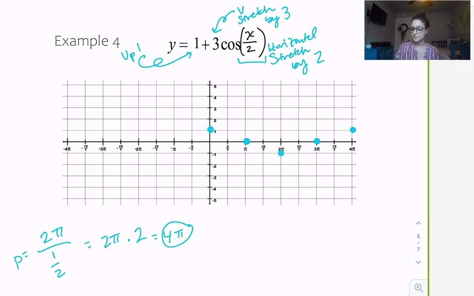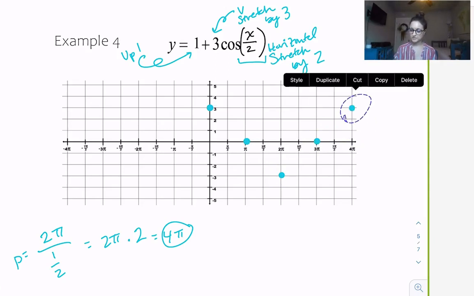So now let's deal with that vertical stretch of 3. So I'm going to take my current y values and multiply them by 3. So 1 times 3 is 3. This y value is 0, so it's going to stay at 0. -1 times 3 is -3. This y value is at 0, so it stays. And then +1 times 3, go 3. So you can see that the amplitude is 3 right now, yeah?